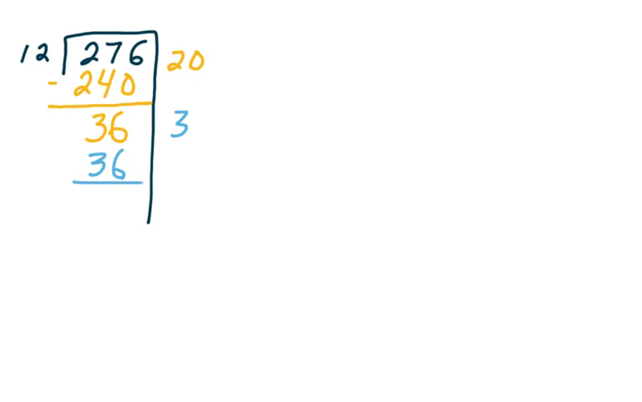On my multiplication chart, I see that 12 times 3 is 36. When I subtract, I can zero it out, and I see I have no remainder. So my quotient here is 23. Now to check my accuracy, I'm going to take that quotient, 23, multiply it by my divisor, 12, and if my division is accurate, I should arrive at a product that is equal to my dividend, 276.